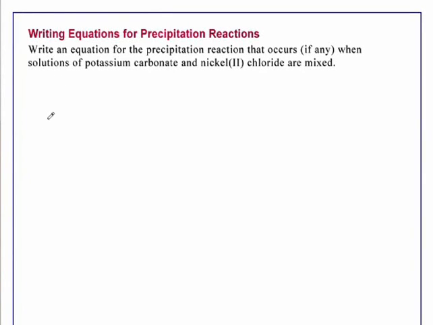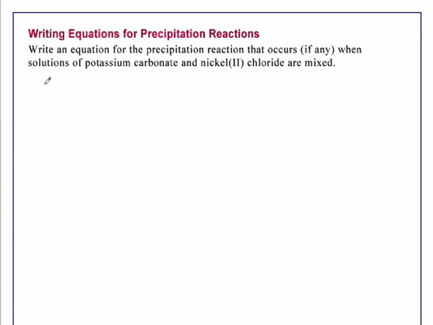Writing equations for precipitation reactions. Write an equation for the precipitation reaction that occurs, if any, when solutions of potassium carbonate and nickel(II) chloride are mixed. We'll first write the formulas for the reactants.